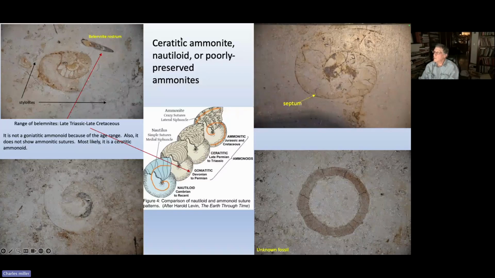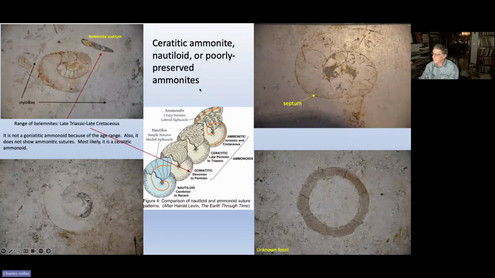I think that what we're seeing, at least on this one, is a ceratitic ammonite, but it could be an ammonite, but I don't think it is, which is shown here. And here's your ceratitic ammonite. Or if I wanted to cop out, I could just say poorly preserved ammonites. That's a real cop out.